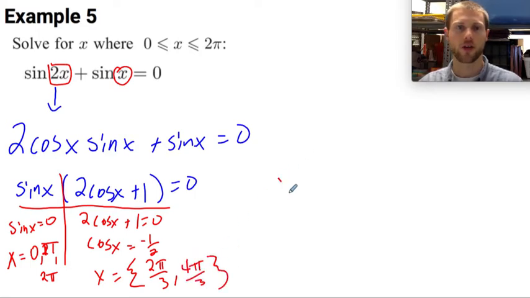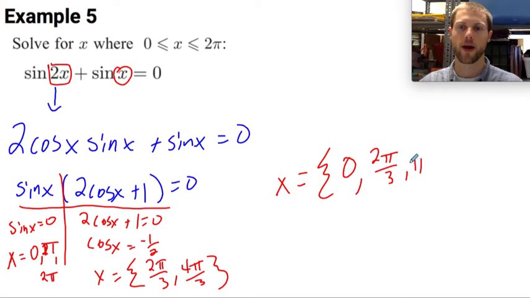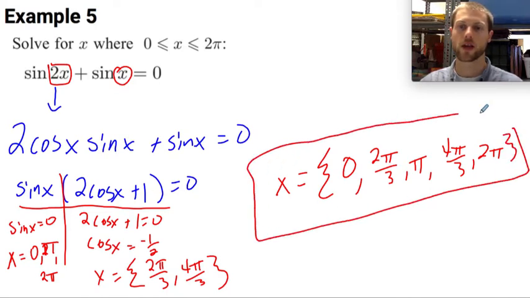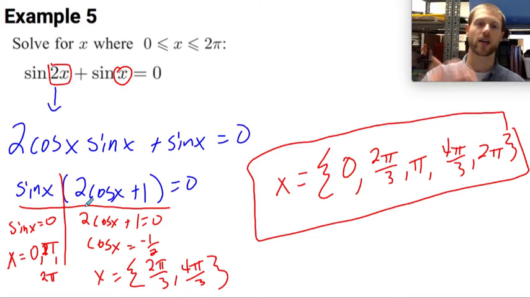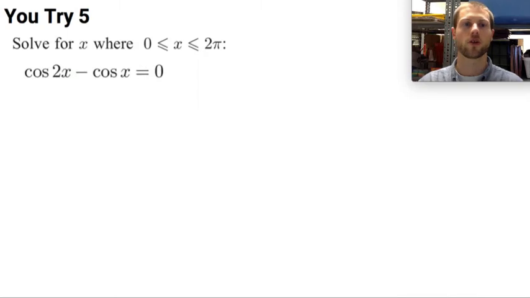So if I put it all together, x can equal 0, 2 pi over 3, pi, 4 pi over 3, and 2 pi. So I had to use a little bit of a double angle identity to make this something I can work with. But once I was able to do that, I could factor stuff out and solve this like a normal trig equation. Why don't you give this problem a shot?